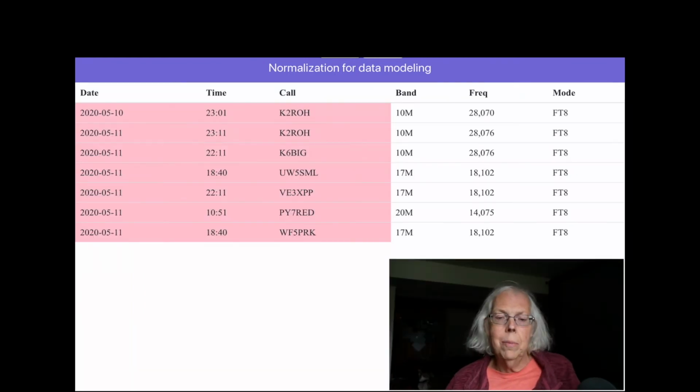So our new table looks like this. We've taken the data associated with the contact that was repeating. That is the date, the time, the call sign of the station, also the band, frequency, and the mode. We've moved that into another table, and we've identified a new primary key for that table. In this case, it's a composite key made up of the date, time, and the call sign.